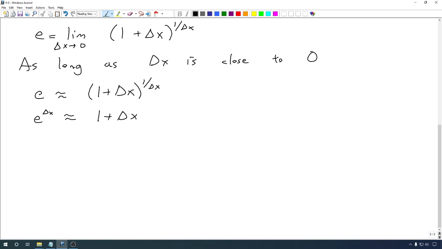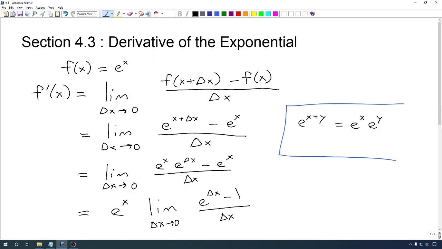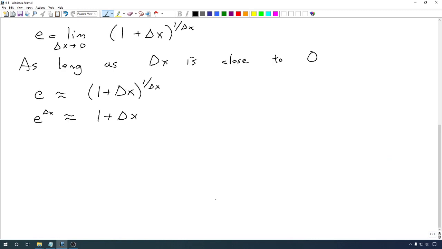That's a pretty decent approximation for e to the x, only it does require that we be very close to 0 to do so. But that's actually all we need for our limit up here, because we are taking the limit as delta x goes to 0. So I can essentially substitute in that approximation for this e to the delta x. Basically, the limit as delta x goes to 0 of e to the delta x minus 1 over delta x. That's the limit from the previous page.